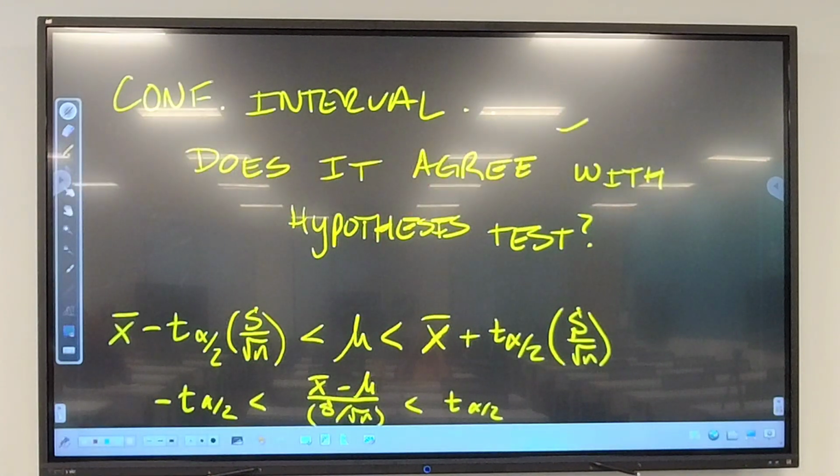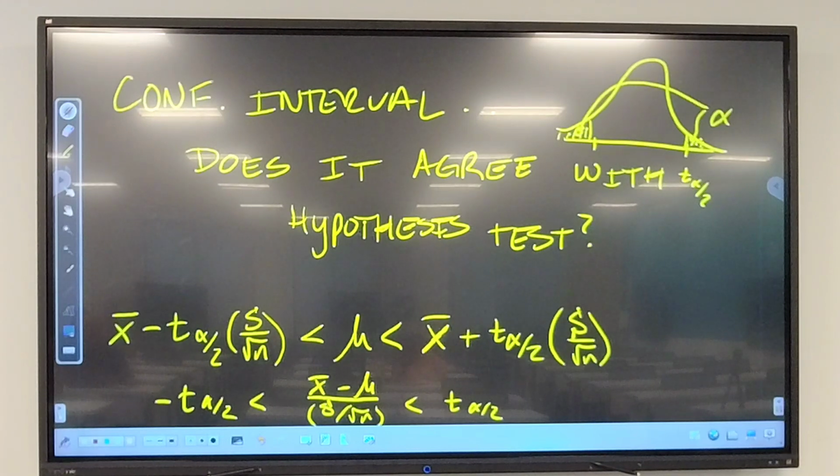Let's say that t sub alpha over 2 is right there. You would have minus t sub alpha over 2 over here. This area that's in these tails would be alpha. Well, if my test statistic is coming out in the middle, let's say it comes out right here, at this blue dot, then my p-value would have been an area that's a lot bigger than alpha.